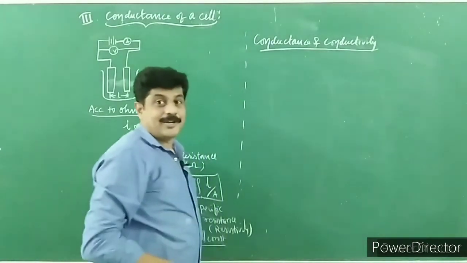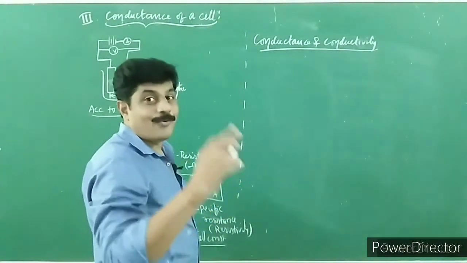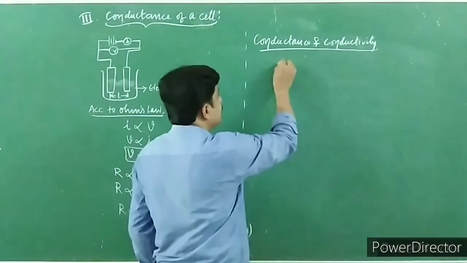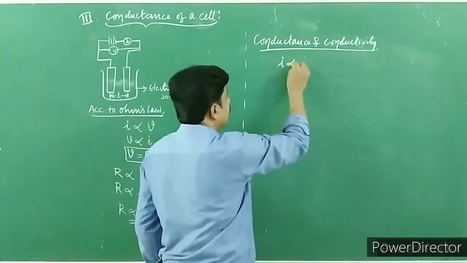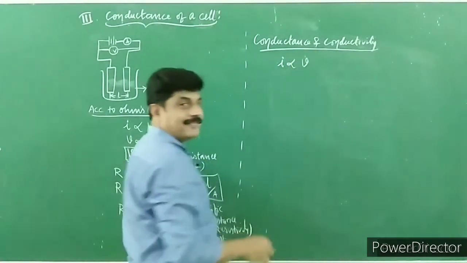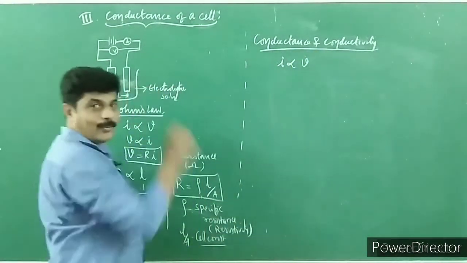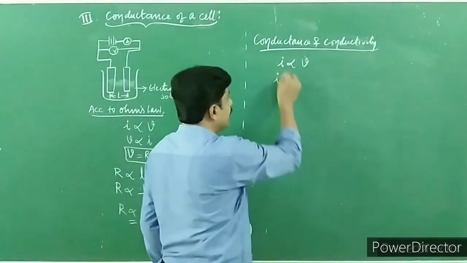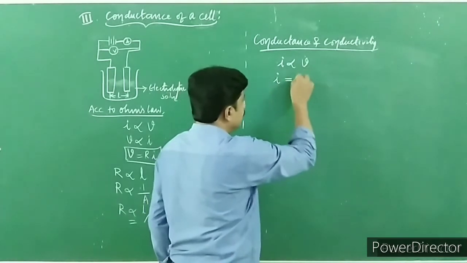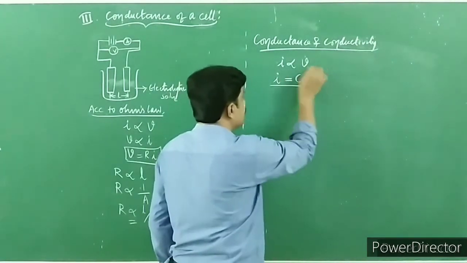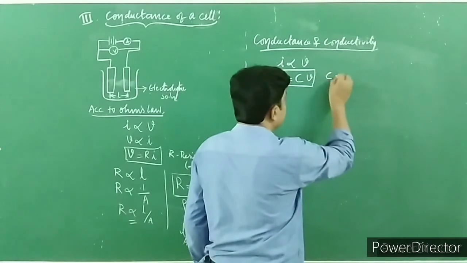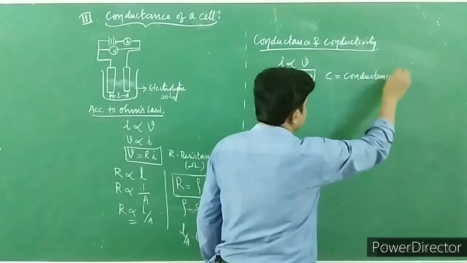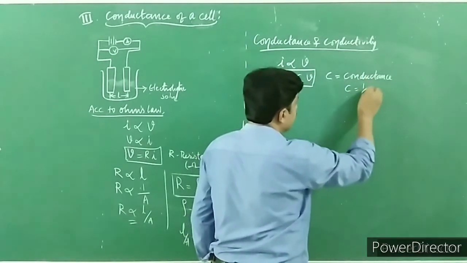Children, just now you have learned that Ohm's law holds good in the case of conductance and conductivity also. In that case, electric current is directly proportional to potential difference between the two electrodes. So let me remove this proportionality sign here. Look at here, I is equal to C into V. Children, remember, C is nothing but conductance, and it is inverse of resistance.